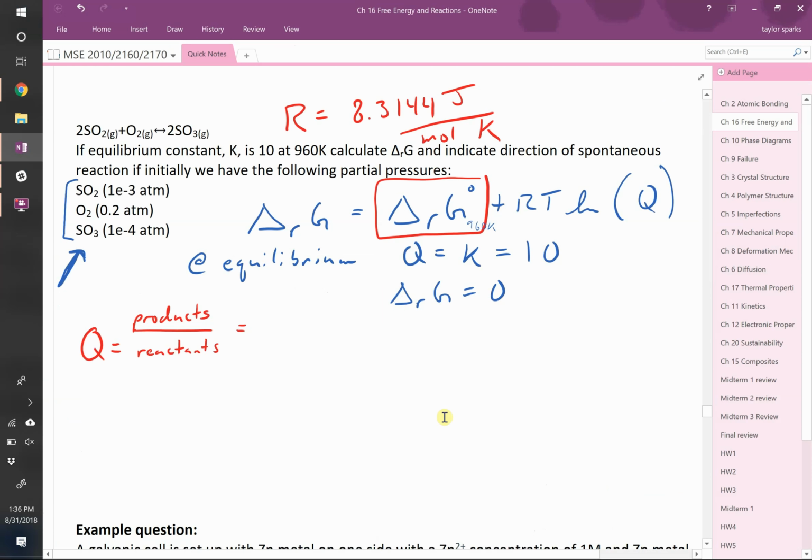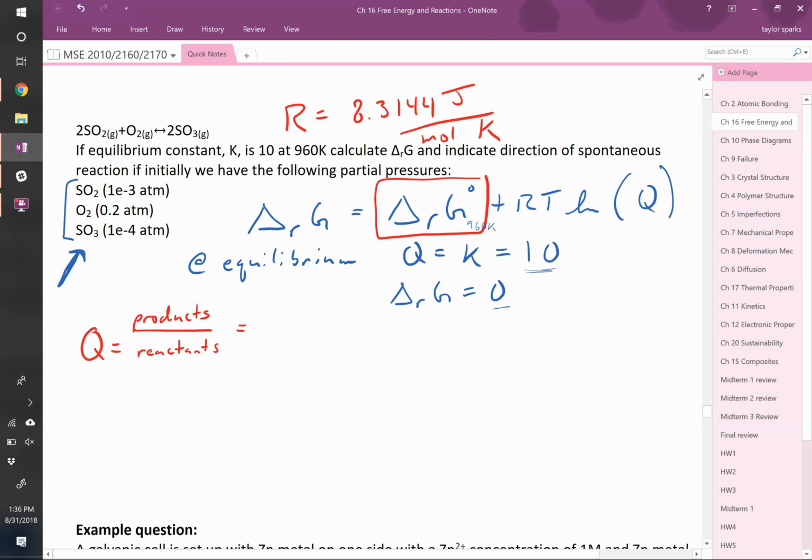Okay, so the first thing to realize on a question like this is I've given you not enough information to solve it at first, right? Because I asked you to solve for delta Rg, and I've told you information to solve Q, but I didn't tell you what delta Rg naught is. But I threw in one little caveat here. I said at equilibrium, you know what K is. So if you know that K at equilibrium is equal to 10, that tells you that delta Rg is equal to 0.